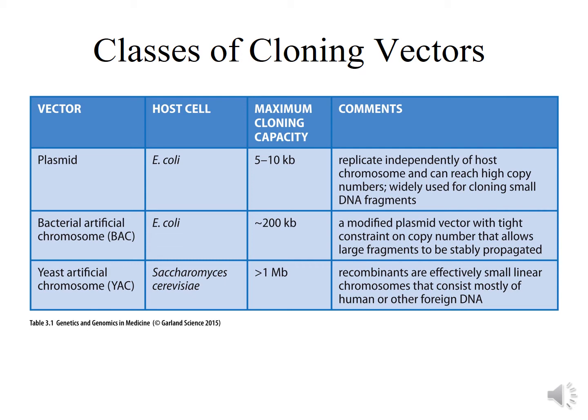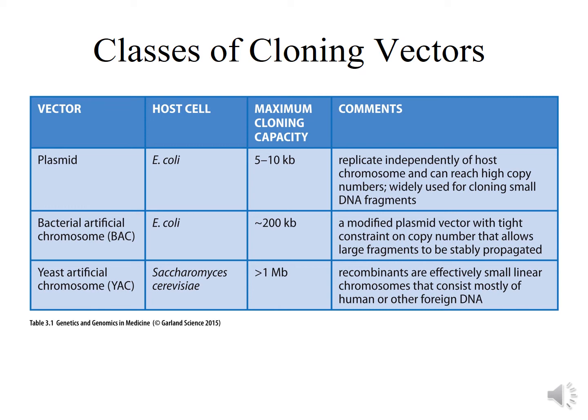Bacterial artificial chromosomes, or BACs, were very useful in sequencing genomes when we needed to create libraries of very large copies of DNA. The yeast artificial chromosome is similar to the BAC in that it can contain a very large segment of DNA. It has a maximum cloning capacity of greater than 1 megabase.